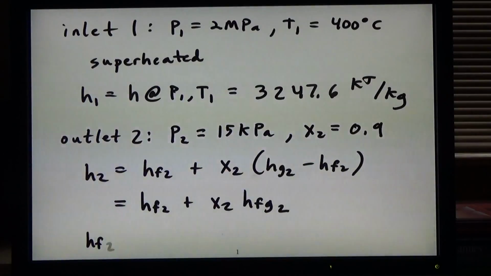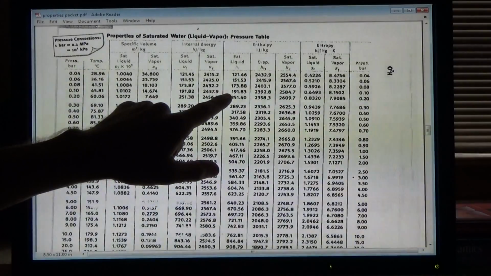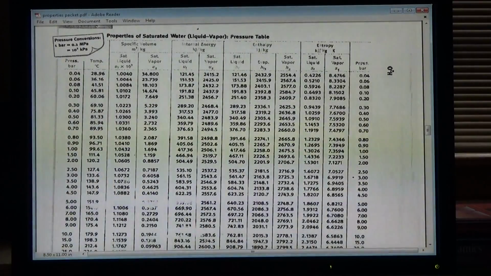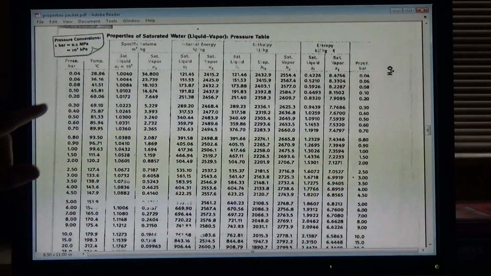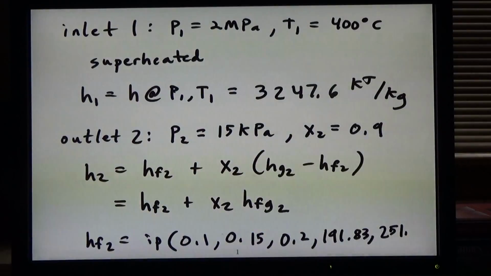For Hf2, we're going to be interpolating. Our table value is 0.1, our value is 0.15, the other table value is 0.2. At 0.1 we have Hf of 191.83. At 0.2 we have a table value of 251.40. So there's Hf2, we're going to have to interpolate it.